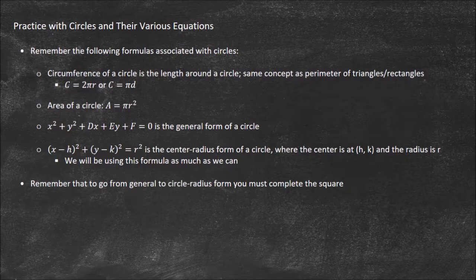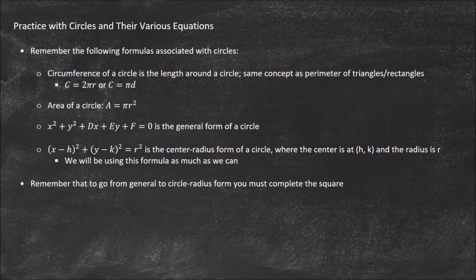But then you get into the center radius form of a circle, and that's a little bit more preferred. That's what we like to have it in, because we can really look at that form and see some factors about the circle, so we can get an idea of what it looks like on the graph, its radius, and things like that. And so that's x minus h squared plus y minus k squared equals r squared, where the center is at (h, k) and the radius is r. And like I said, we want to use this formula as much as we can.